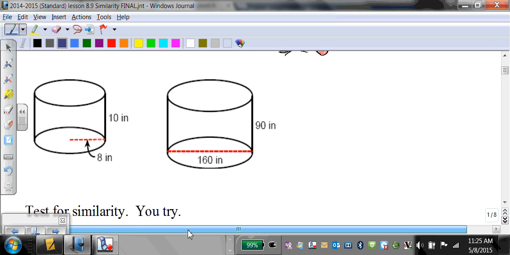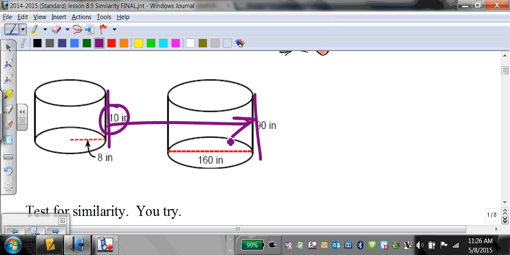Testing for similarity means that's how you test to see if things are similar to begin with. So, ready? Can you trace the 10 and the 90? Circle, draw a little arrow, reduce left to right. One to nine. So you do 1 to 9.